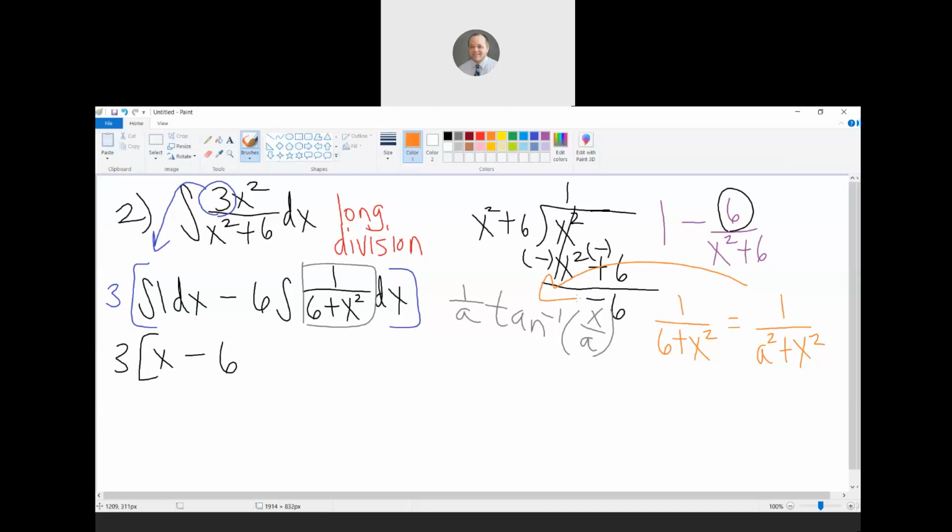Now we need to find a. Since a squared is 6, then just take the square root of both sides. So a is actually square root of 6. So we didn't need to use substitution here. We just found the right formula and found a.